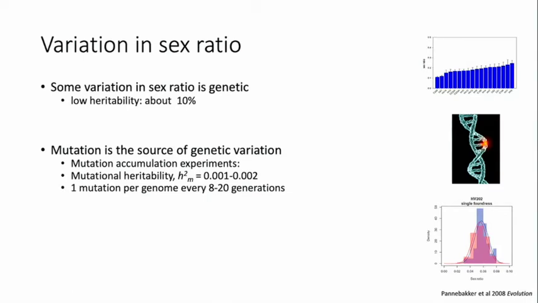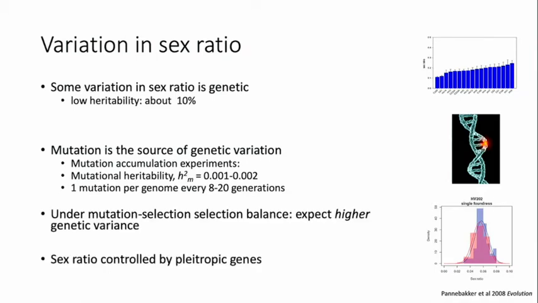Well, that's nice, but what does that mean? Actually, if you use these parameters to calculate the genetic variation that you should see in the field, you see that under a mutation selection balance, you would expect a higher genetic variance than you actually see. The logical conclusion from that is that the variation in sex ratio is actually being selected against by selection on other traits. So sex ratio is controlled by pleiotropic genes.